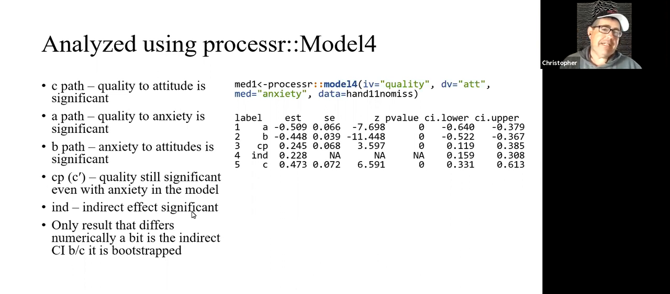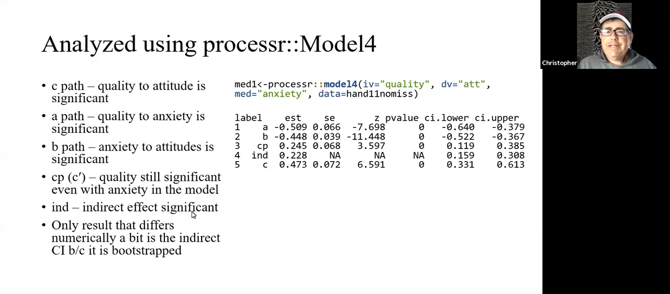C prime, that's noted as CP in many of the applications that we'll look at. We get an estimate. Don't worry about the fact that the standard error, the Z, and the P value are not listed. The reason for that is... I'm sorry, I skipped on to the indirect effects. Let's go back to C prime first. Quality is still significant, even with anxiety in the model. And again, we can see that 0 is excluded from the confidence interval. One thing to note here is that if we compare C and C prime, we can see that C prime is about half of what C is. So about half of the effect of C went away once we entered the mediator.